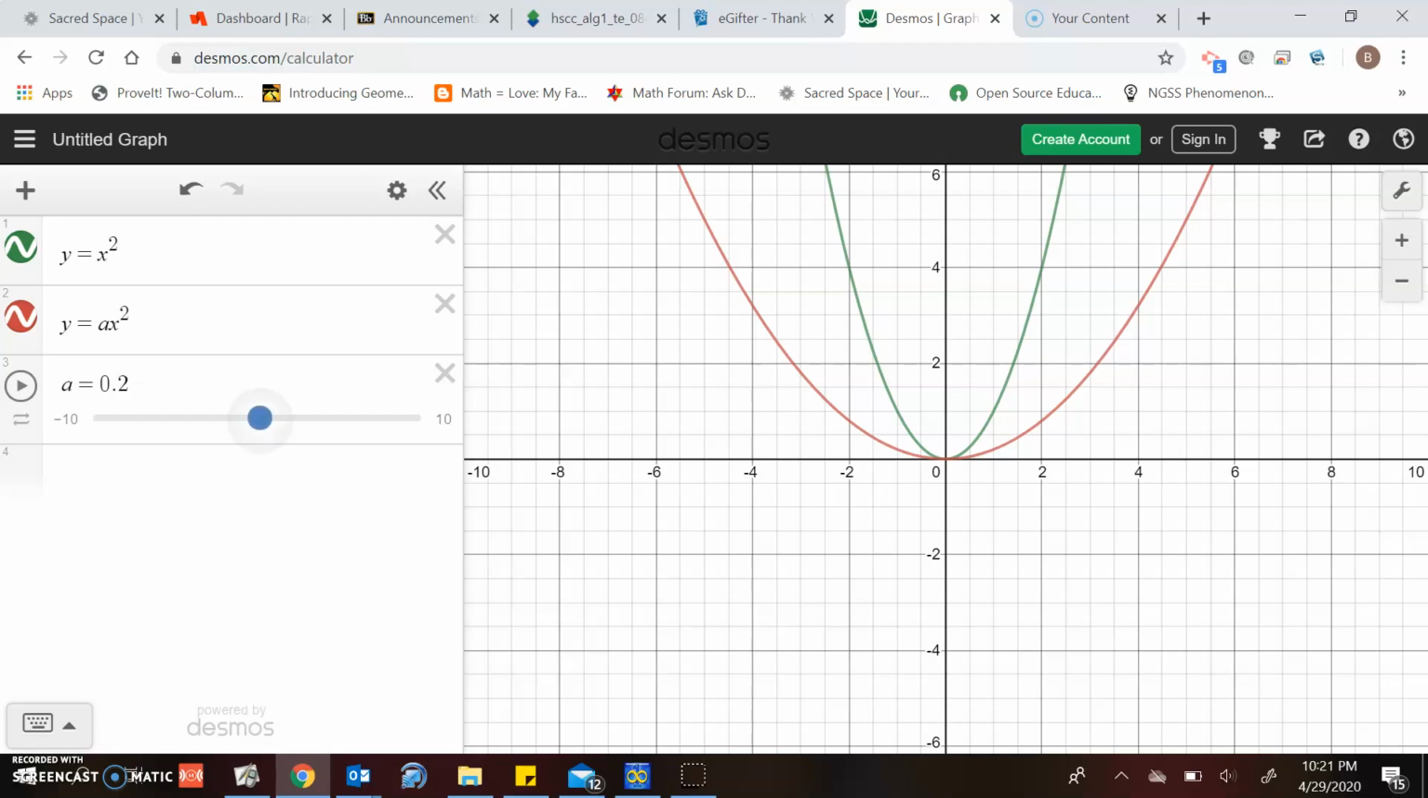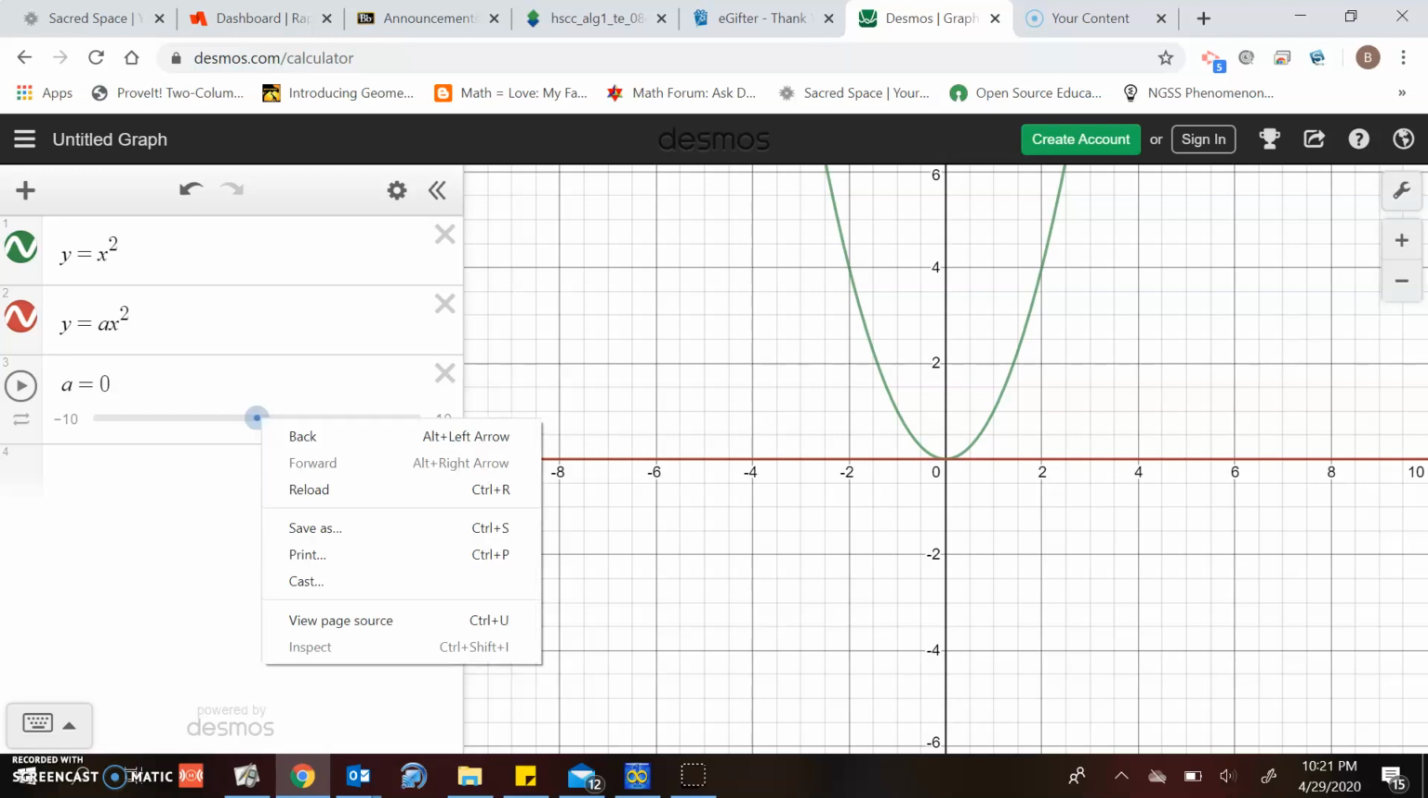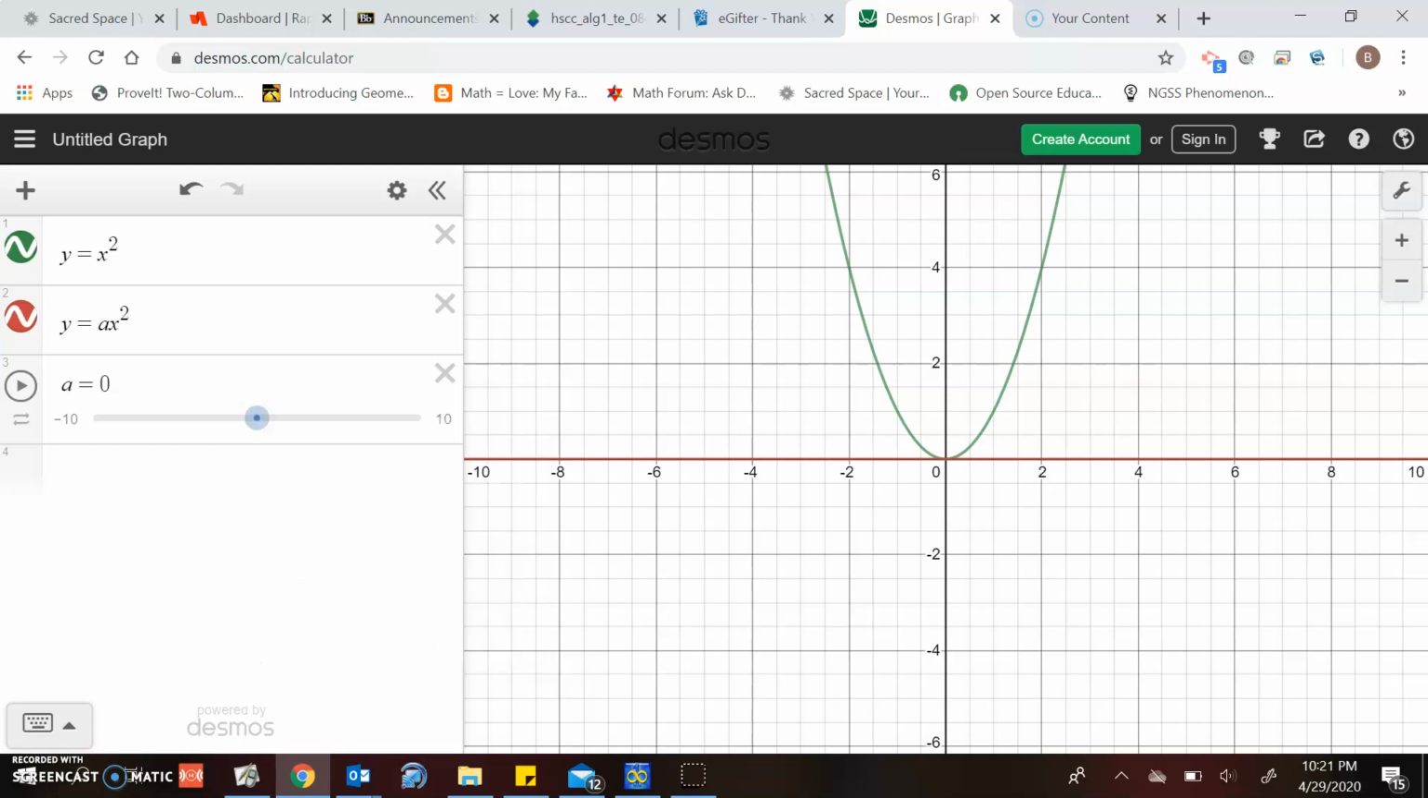But then let's see what happens whenever we go to 0. Just a flat line, because 0 times anything is 0. So it'd be 0x squared, so y equals 0. It's just straight across. But now the negatives, where does it go? Oh, with the negative, look, it flips upside down. It's kind of like a frowny face. Okay, so a negative moves it upside down.